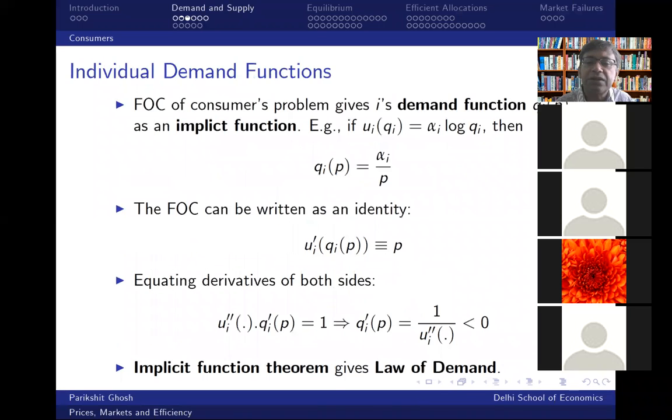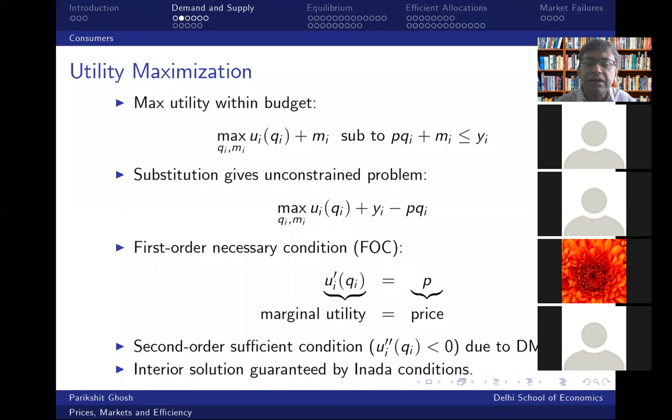I showed you with a simple example of log utility. There, we can rearrange terms so that qi goes to the left-hand side and everything else goes to the right-hand side. But often, we don't even know what the functional form of the utility function is. So the demand function remains implicit in an equation like this. It's not an explicit solution, it's an implicit solution for the consumer's optimal choice.